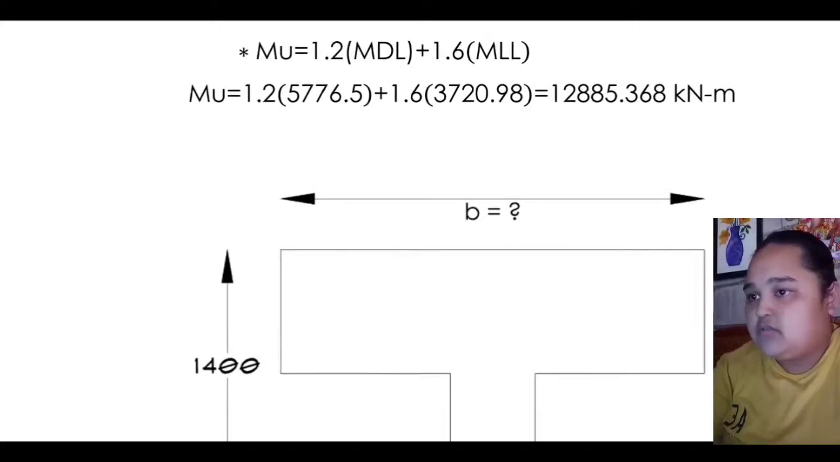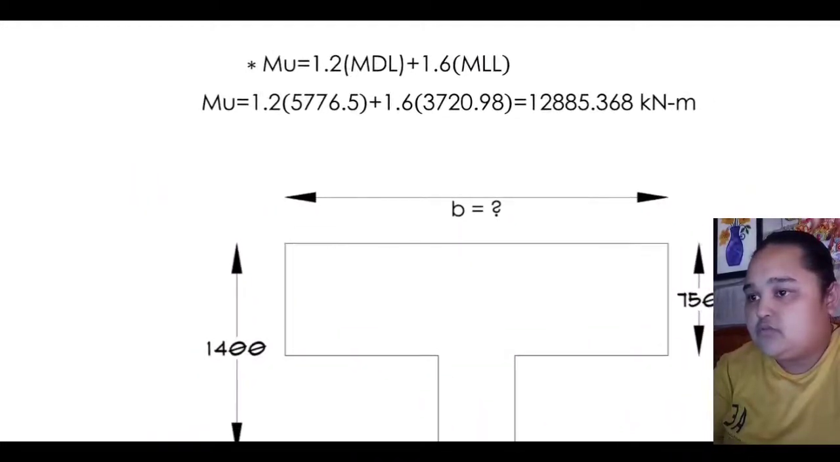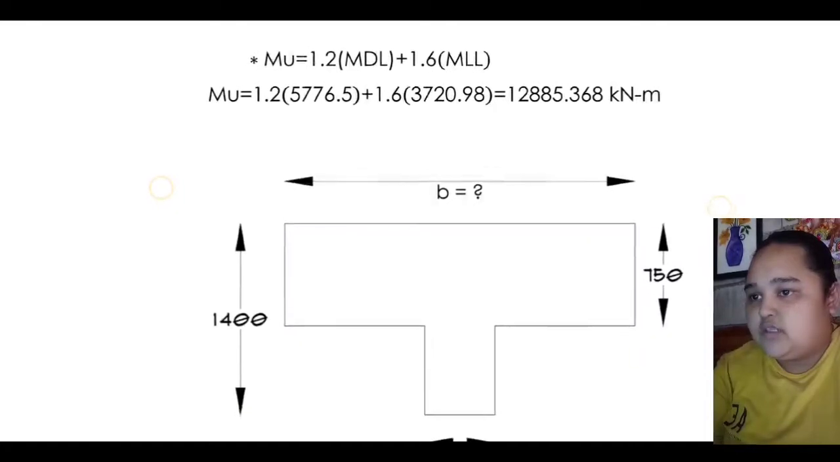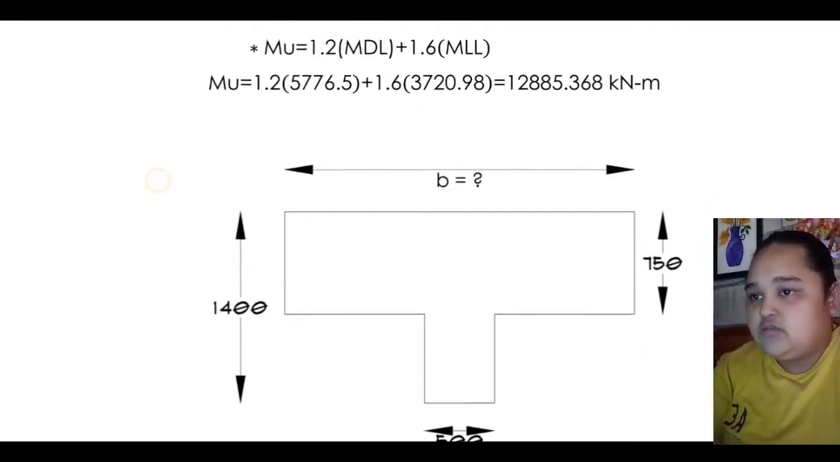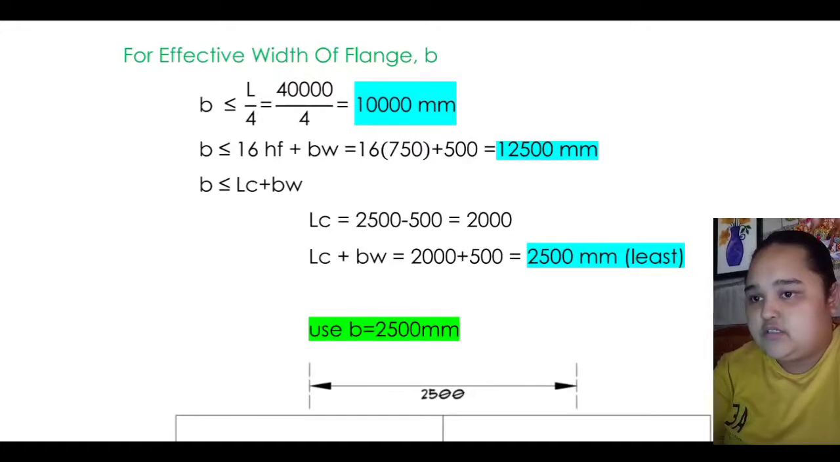MU is equal to 1.25 times 776.5 plus 1.6 times 3720.98 is equal to 12,885.368 kilonewton meter.